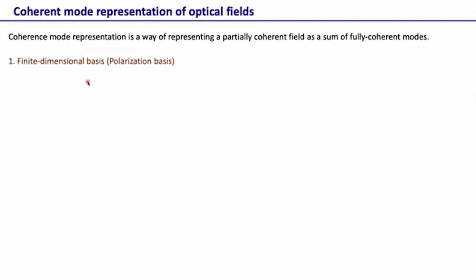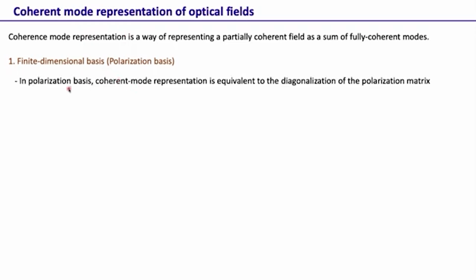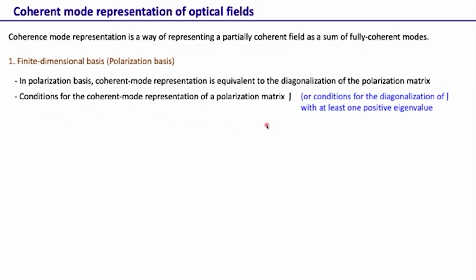So for the finite dimensional basis, for example, we have just been discussing the polarization basis. So we'll first look at the coherent mode representation for the finite dimensional basis of polarization. In the polarization basis, coherent mode representation is equivalent to the diagonalization of the polarization matrix. We'll see how. Now, what are the conditions for the coherent mode representation of a polarization matrix? That means if we have a polarization matrix given, under what conditions can one find a coherent mode representation of that matrix? This can be said in other words as well: what are the conditions for the diagonalization of J, that is a polarization matrix, with at least one positive eigenvalue? These two statements are pretty much equivalent.